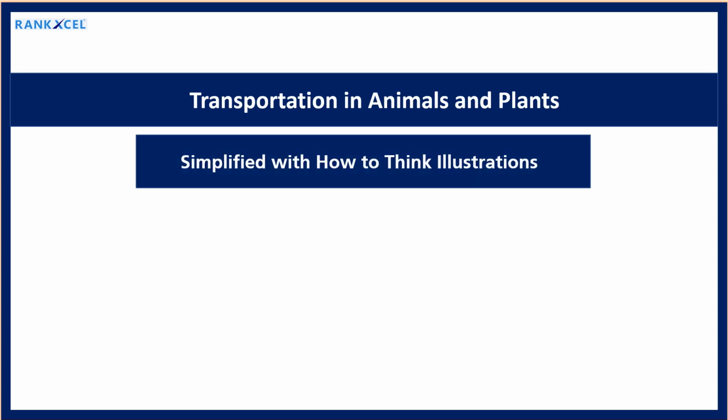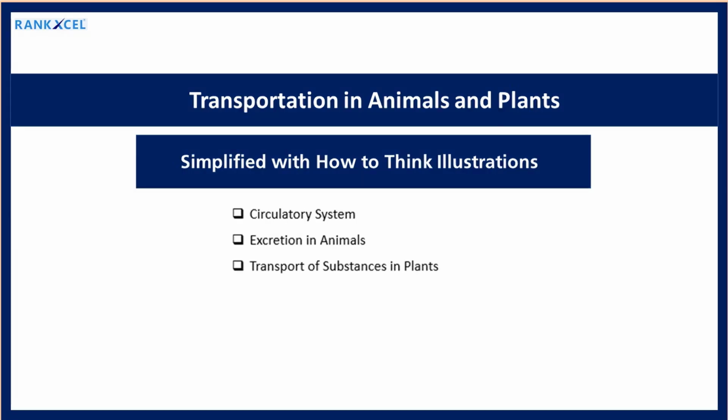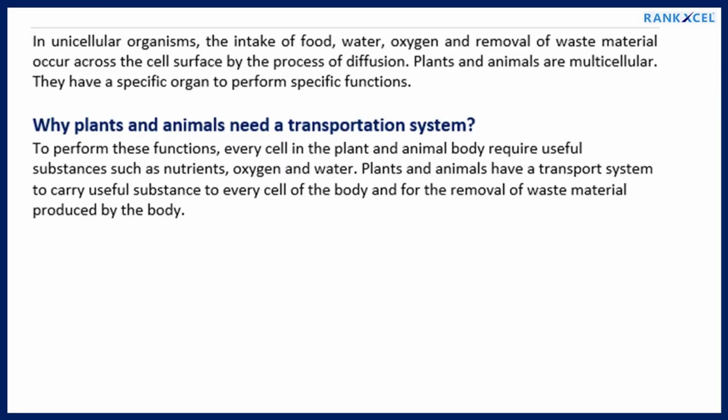The concepts covered are circulatory system, excretion in animals, transport of substances in plants. In unicellular organisms, the intake of food, water, oxygen and removal of waste material occur across the cell surface by the process of diffusion. Plants and animals are multicellular.